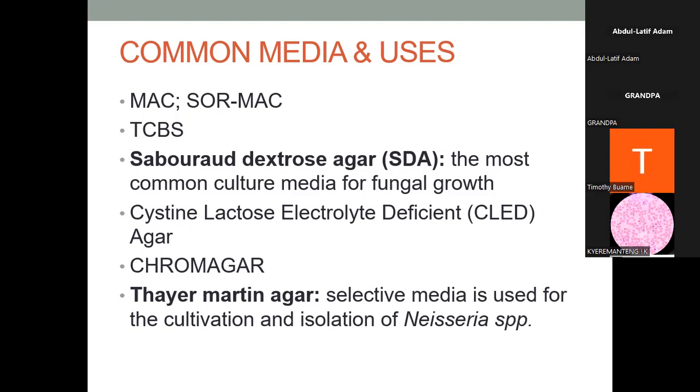Once they don't support the growth of gram-positive organisms, it means that it is now selective. So MacConkey is selective due to the presence of what? Bile. The bile is inhibitory. It's inhibiting the growth of all the gram-positives, whilst allowing the growth of the gram-negatives. That's all. Is that all right?